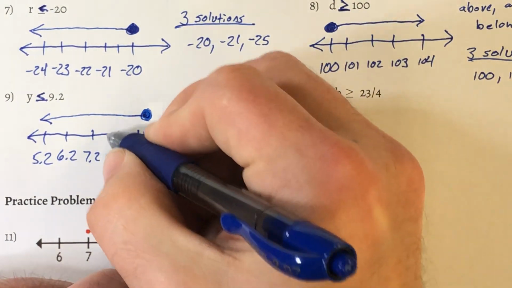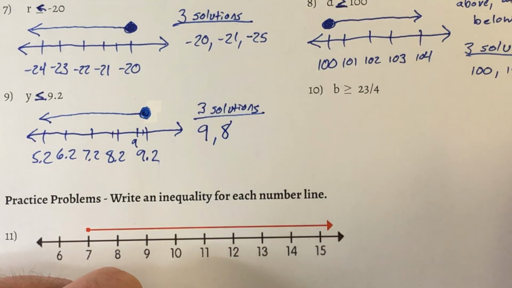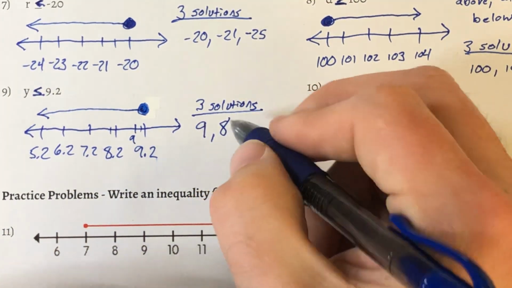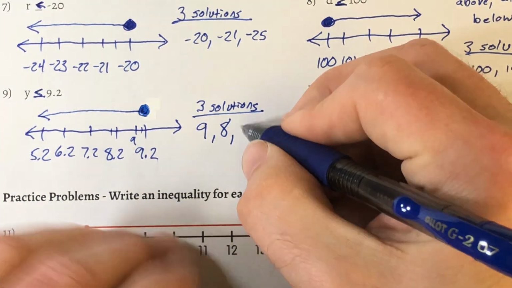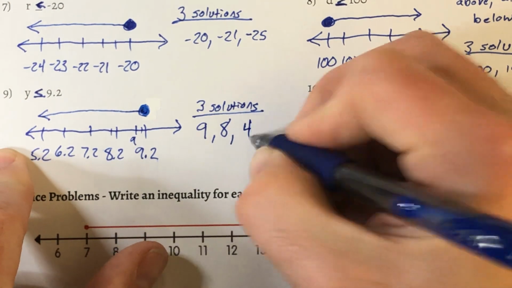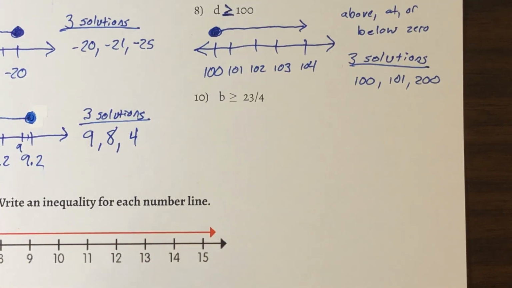If I keep going, I'm going to eventually run into 8. So 8 would be a solution. So essentially 9, 8, and any number smaller. So what's another random number that would work? 4 would work. And the list goes on and on. All right, one more example.